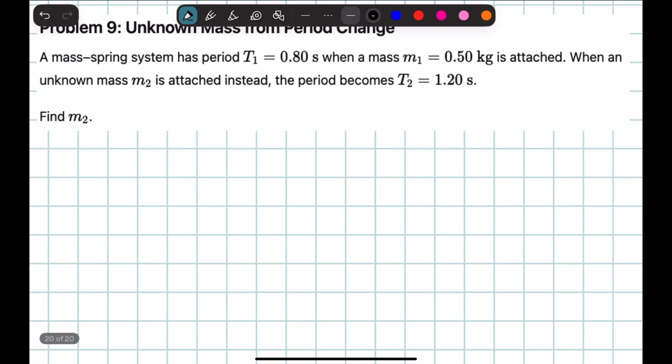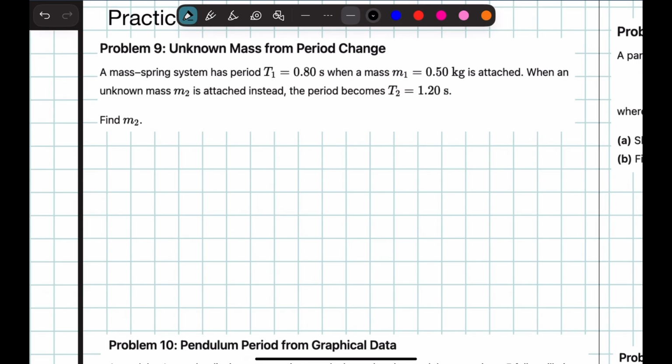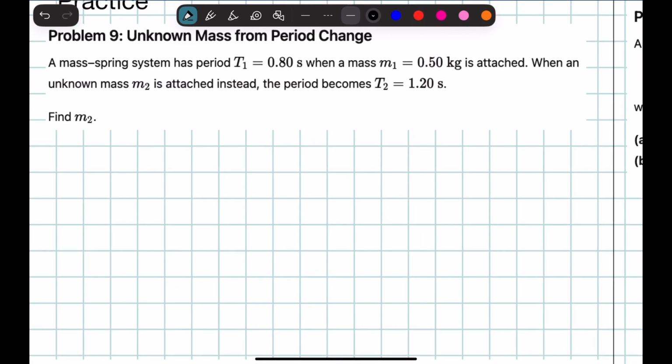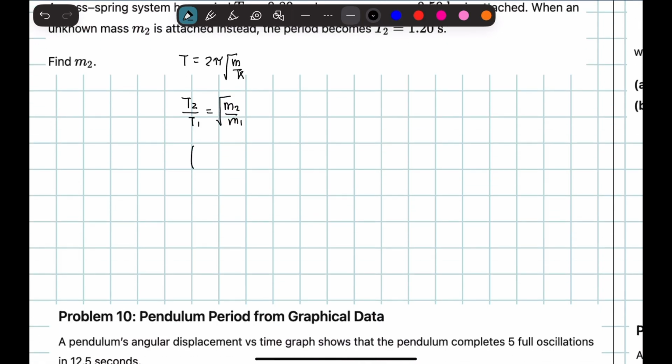A mass spring system has a period T1 equal to 0.8 seconds when a mass M1 equal to 0.5 kilograms is attached. When an unknown mass M2 is attached instead, the period becomes T2 equal to 1.2 seconds. Find M2. For a spring, the period is equal to 2 pi times the root of m over k. If you take the ratio, you have T2 over T1 is equal to the root of M2 over M1.